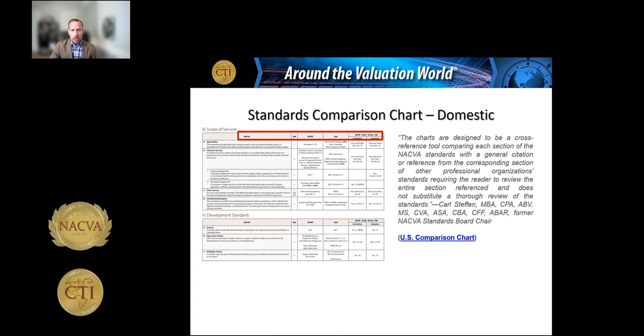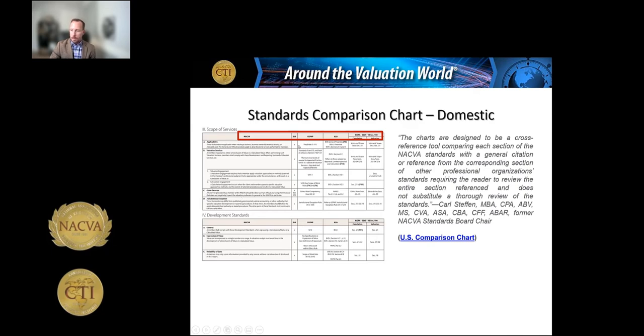Standards comparison chart. There are two. There's a domestic standards comparison chart, about 14 pages. There's also an international standards comparison chart. It's a beautiful document, well orchestrated, thought up by one of our own, past president Zachary Mears. On the left-hand side, when you open it up, this is just a screenshot, this left-hand side is the NACVA standards. I just happen to highlight in here under scope of services, and you'll be able to see the applicability standards, valuation services, and what they mean.